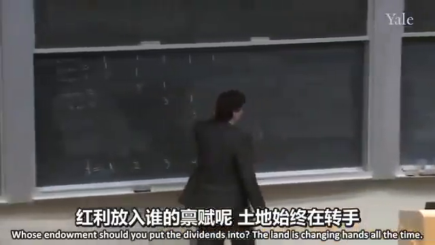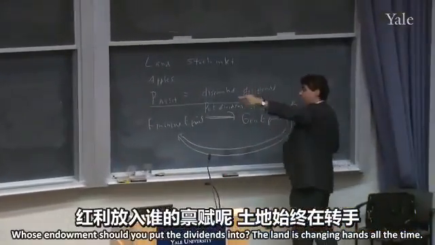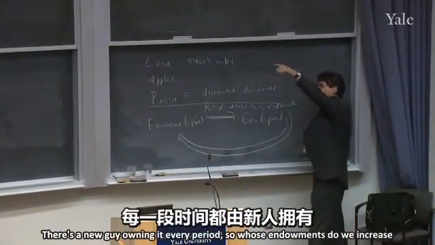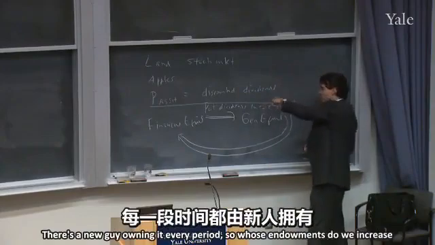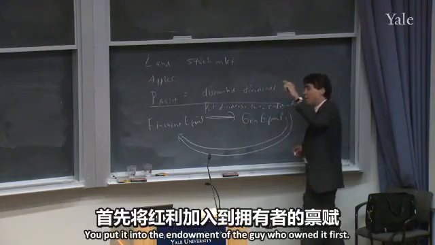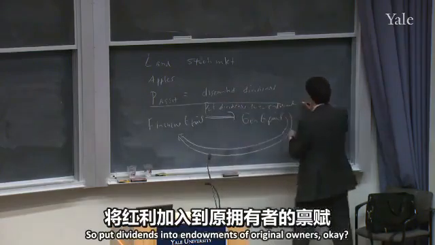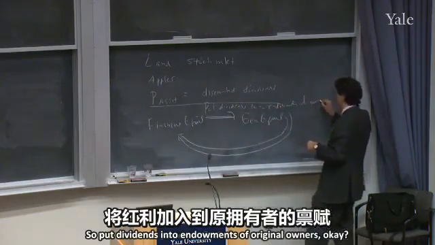Whose endowment should you put the dividends into? The land is changing hands all the time. There's a new guy owning it every period. So whose endowments do we increase when we put the dividends of the land into someone's endowment? You put it into the endowment of the guy who owned it first. So put dividends into endowments of original owners.